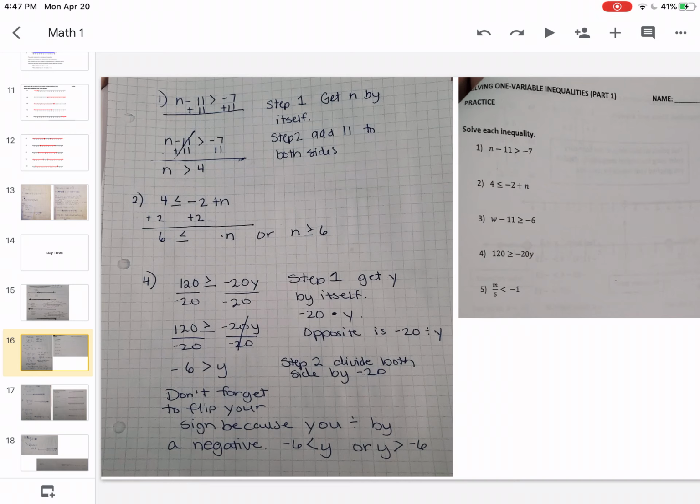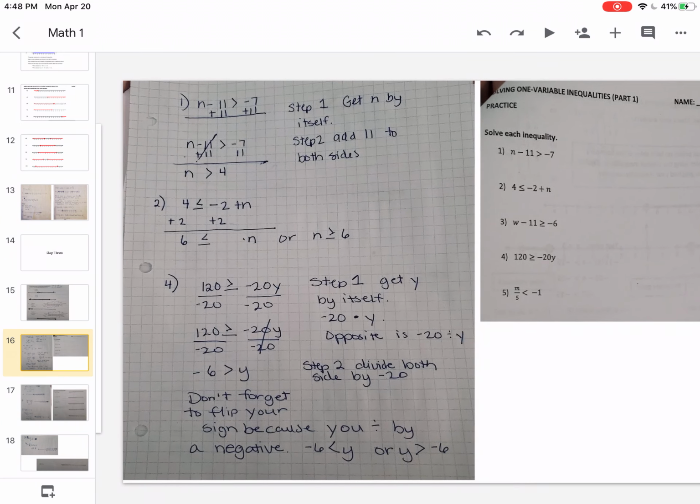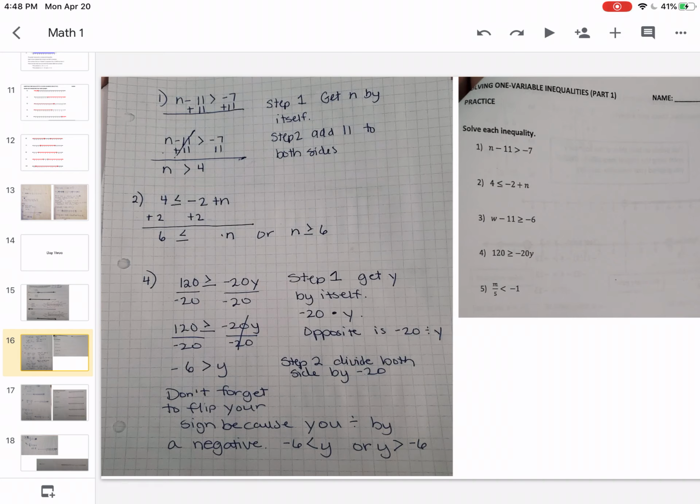Let's look at number 2. 4 is less than or equal to negative 2 plus n. I want to get the n by itself, so I add 2 to both sides. 4 plus 2 is 6. I bring my sign down, cross my 2s out, and bring down my n. Now I have 6 is less than or equal to n, or if I flip it and put the n first, n is greater than or equal to 6. You can write it either way.